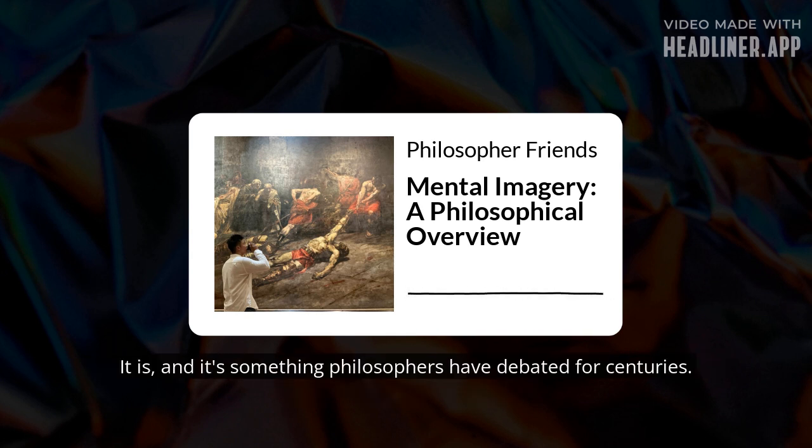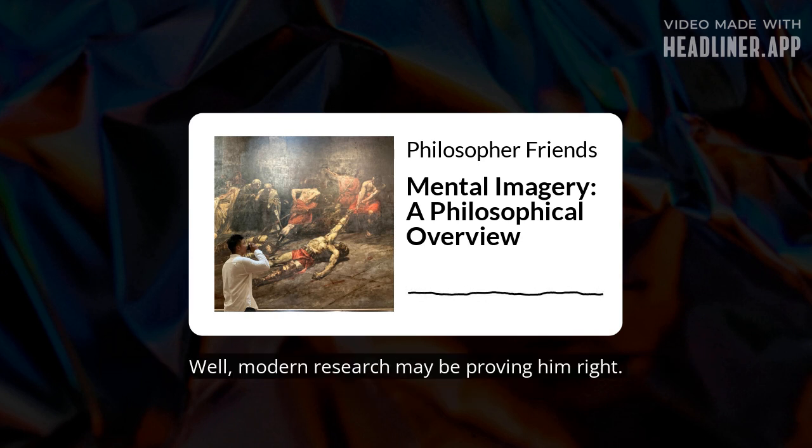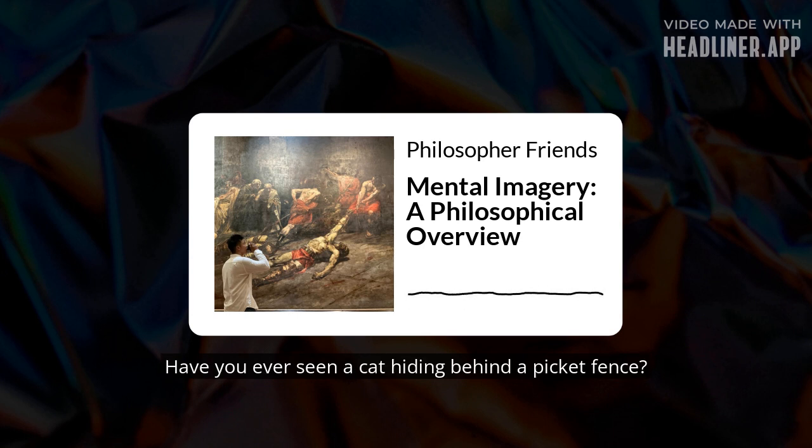It is, and it's something philosophers have debated for centuries. Remember Kant's idea that mental imagery is a necessary ingredient of perception itself? Yep. Well, modern research may be proving him right. Take amodal completion, for example. Have you ever seen a cat hiding behind a picket fence?